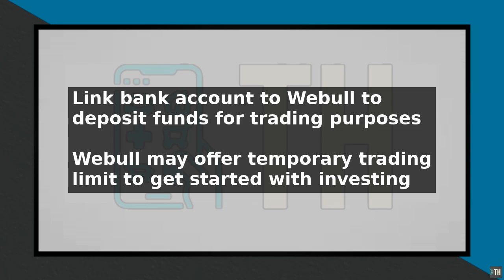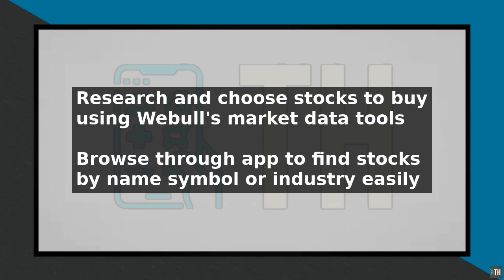After selecting the stocks you want to buy, navigate to the order page and enter the number of shares you want to purchase. You can also set a limit order to buy the stock at a specific price or use a market order to buy at the current market price.